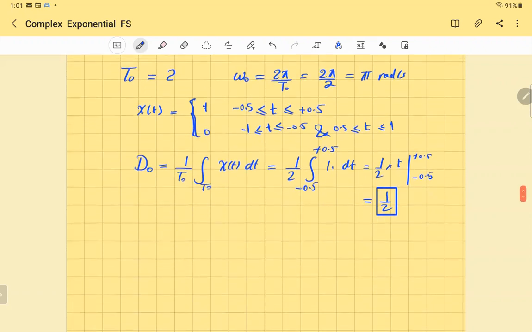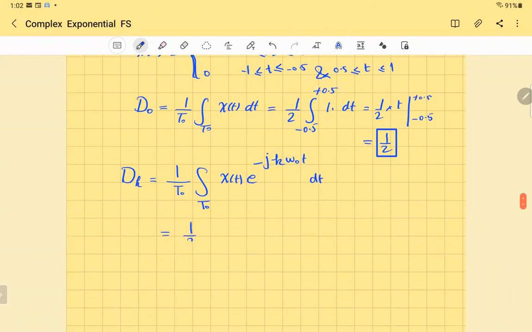So now I got the average value. Now I go for the term, and it's one term but involving complex numbers. That's heavy stuff in complex numbers. Let's see, and even it's 1. What is the definition of Dk? Dk is equal to 1 over T naught, the integration over the period T naught, x of t times e to the minus j k omega naught t dt.